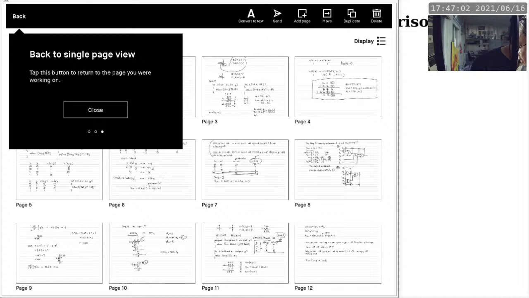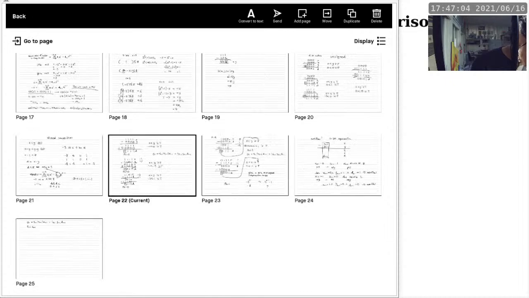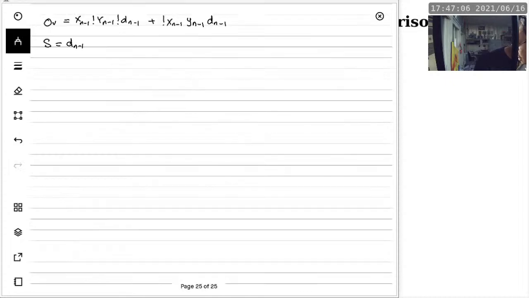Yeah, I reset my tablet, and it wants to reteach me everything about the tablet now.